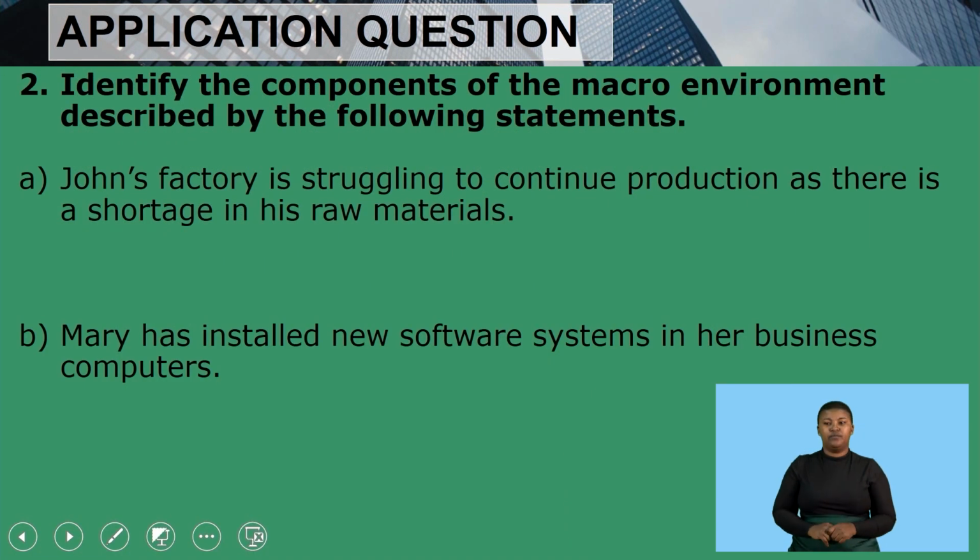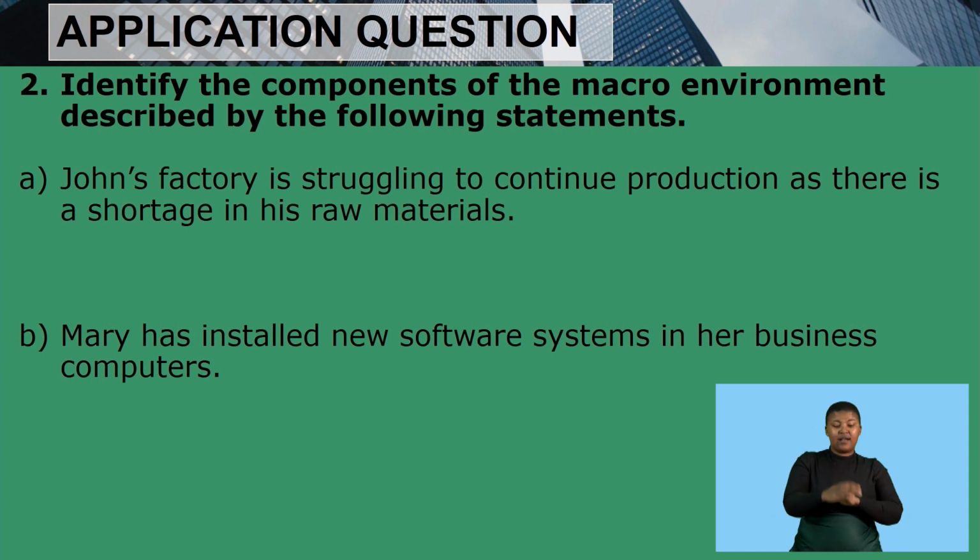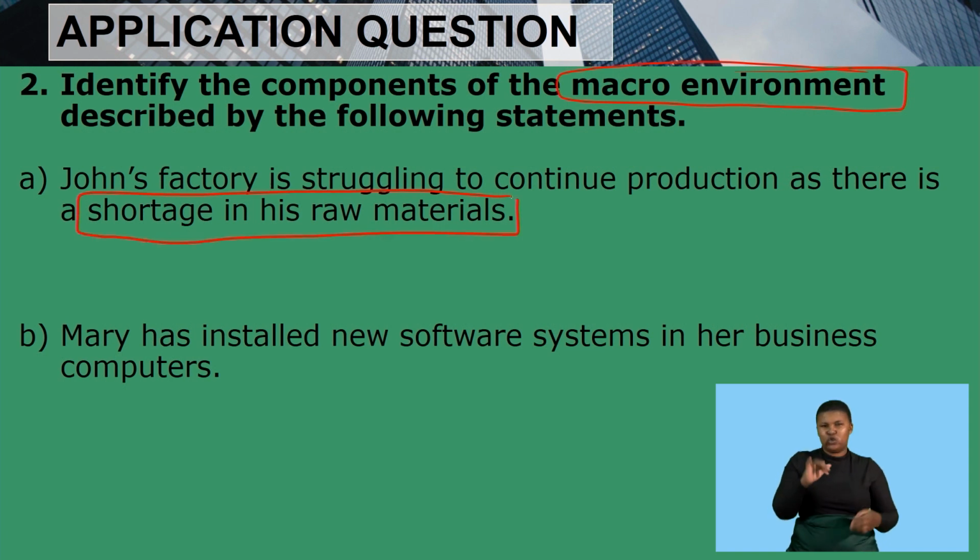Let's take a look at our second one. The second question states, identify the components of the macro environment, which we are busy working with, described by the following statements. The first statement, A: John's factory is struggling to continue production as there is a shortage in raw materials. So there it is, that is the clue in this statement.